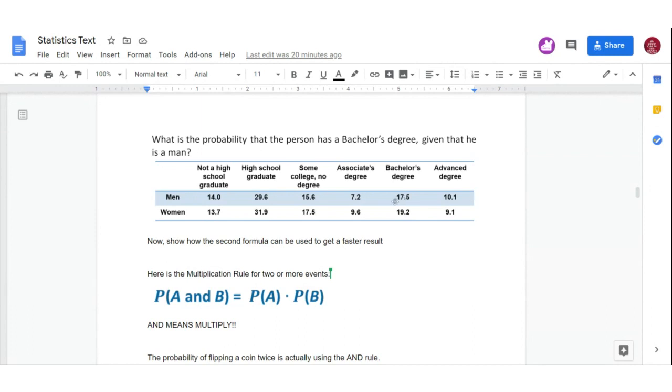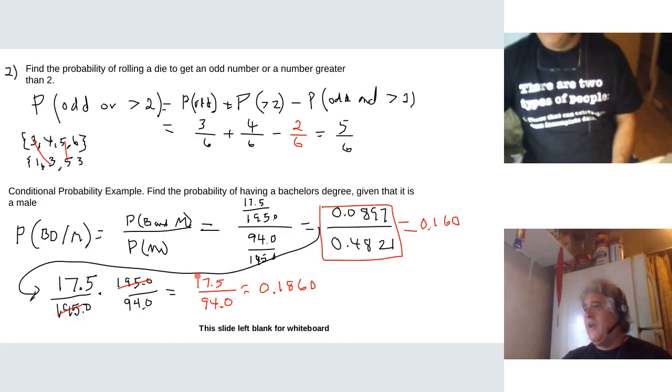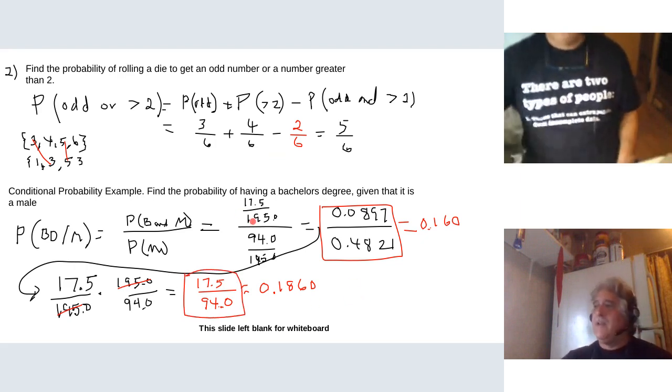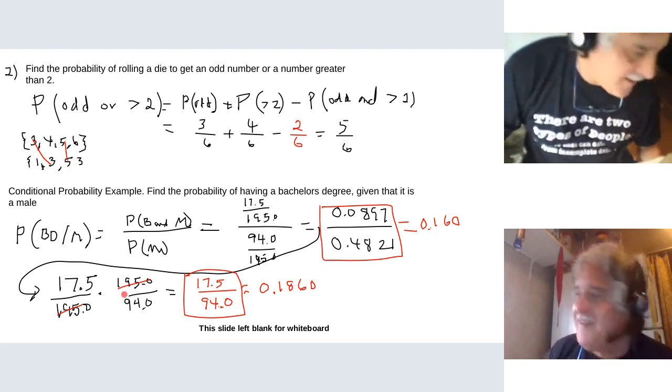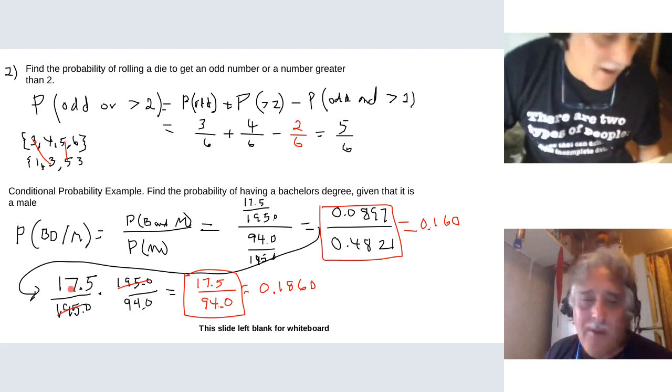And then remember this number here. The 17.5 is like the intersection, the crosswalk between men and bachelor's degree. So that's where the 17.5 comes in. So therefore, with that alternate formula that I have, you could easily just jump to this and get to the same place. Like I said, in the book, they do this right here, if you want to go back and look at that example, and then they just jump to the final answer. And they don't show you in between how that's happening.